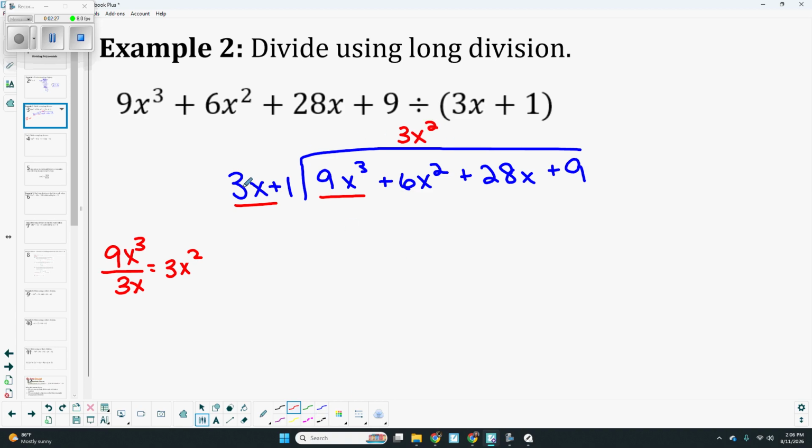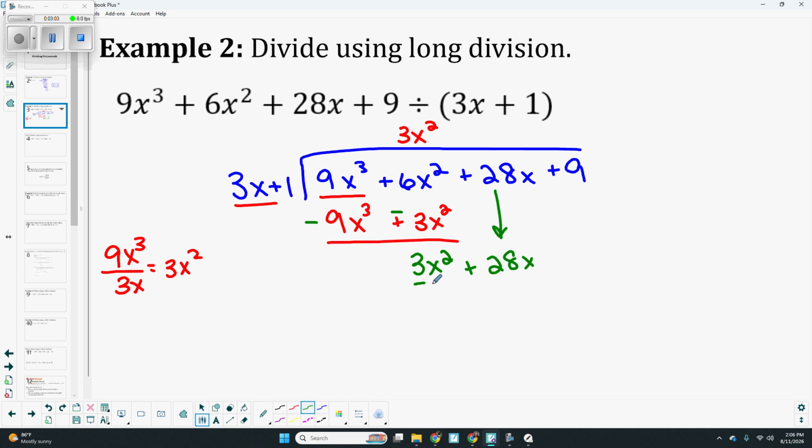And now I'm going to multiply 3x plus 1 times 3x squared. I'm going to distribute 3x squared to both things. So 3x squared times 3x is 9x cubed. 3x squared times 1 is plus 3x squared. And now what I need to do is I need to subtract. So 9x cubed minus 9x cubed is gone. 6x squared minus 3x squared is 3x squared. And now I'm going to bring down my next part.